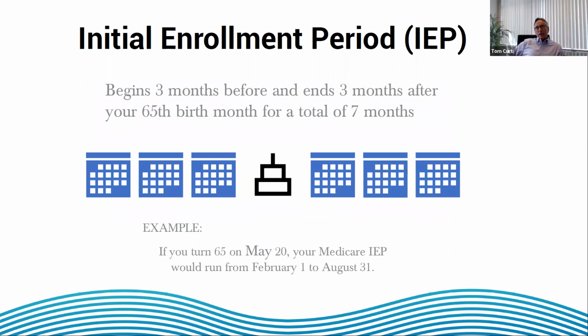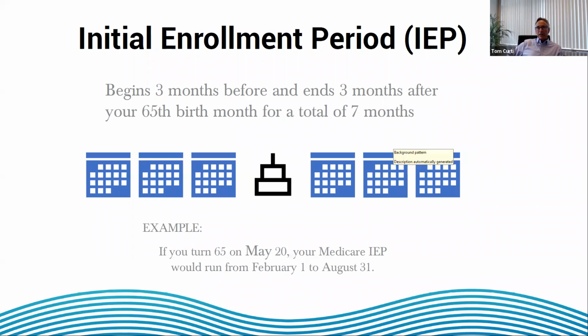So when do you start? You can start as long as it's 3 months before the month of your birth date, and 3 months prior. So you've got a 7-month window to start the enrollment process without penalties.